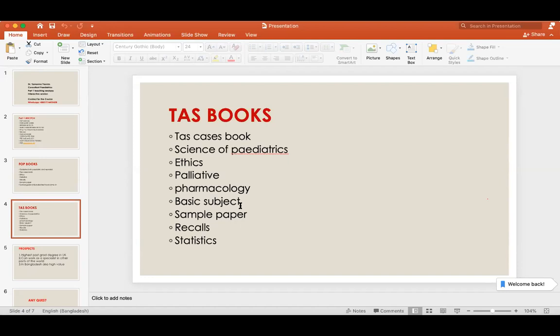And also immunology and metabolic medicine are in this part, basic subjects. Genetics, like they will give you one picture of karyotyping, and ask which kind of trait it is, autosomal dominant or autosomal recessive. This is also basic genetics, you should know the structure. Now the sample papers I already discussed. Sample papers are released by RCPCH, so very important. Recalls I discussed, very important.